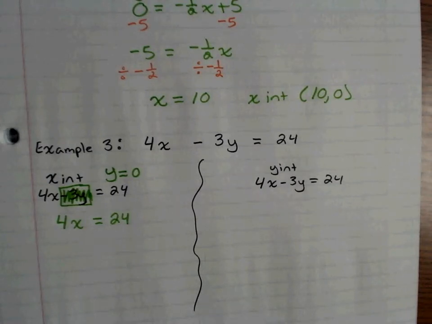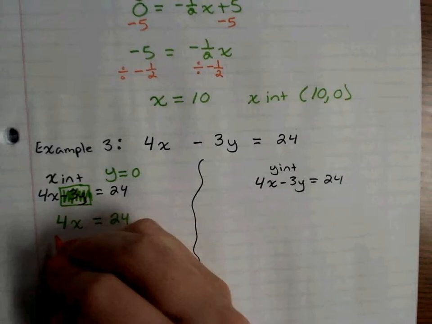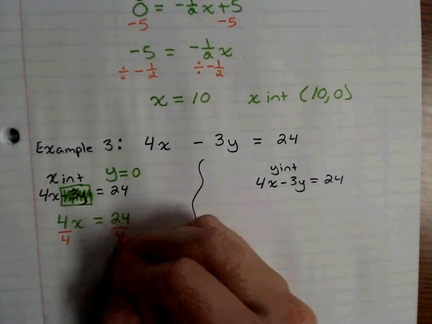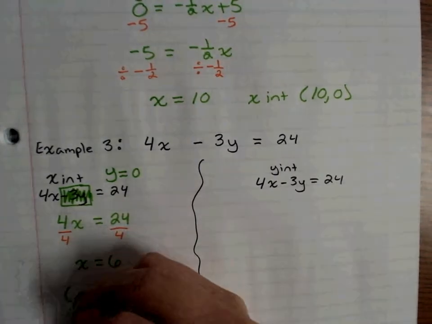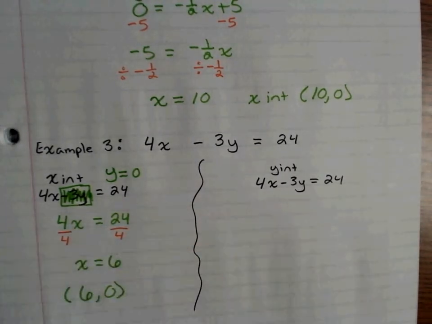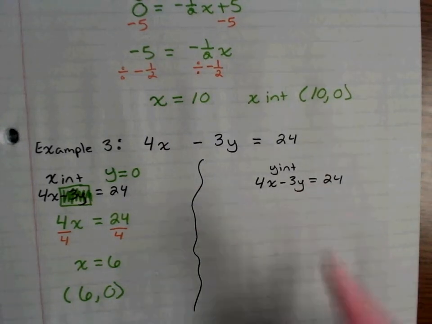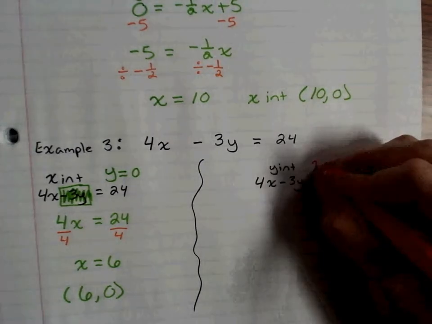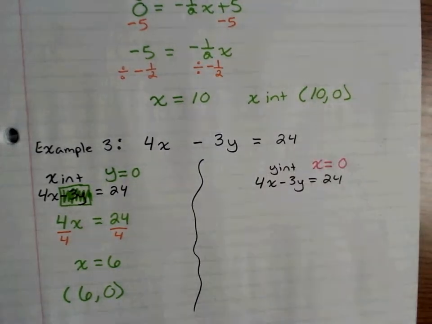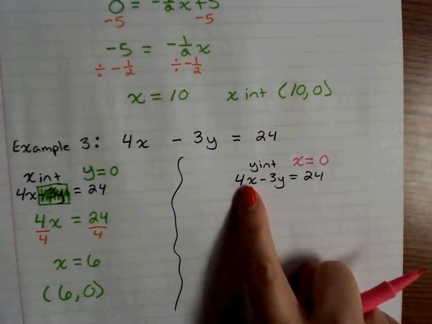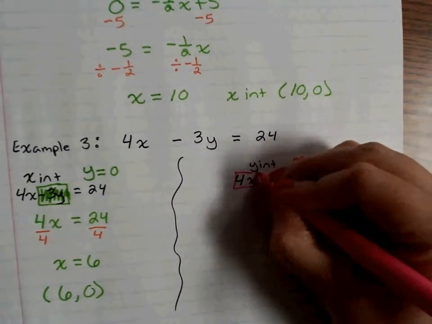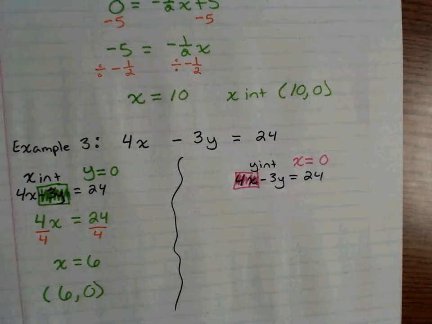That y has completely disappeared if I'm trying to solve for the x-intercept. So I'm dividing both sides by 4, and I find that x is going to be equal to 6, when y is equal to 0. So my x-intercept is 6, 0. Well, the same thing happens here. When I'm solving for my y-intercept, my x is going to be equal to 0. So do I have a 4x anymore? No, because what's 4 times x? 0. I don't have to write that 0 in, do I? So it's like 4x has completely disappeared.